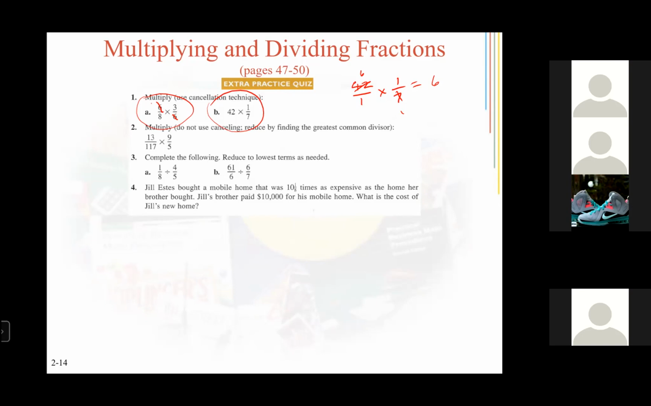Let's do number 3, A and B. This time you're dividing.